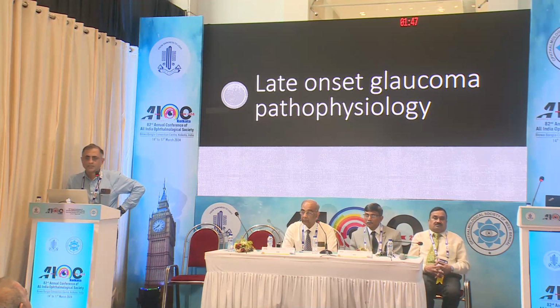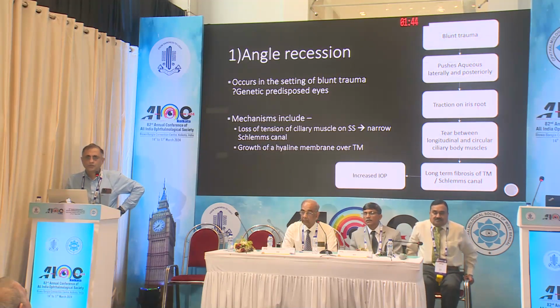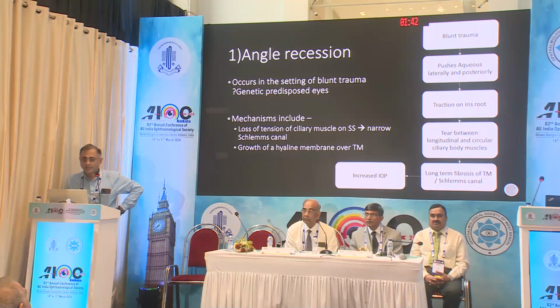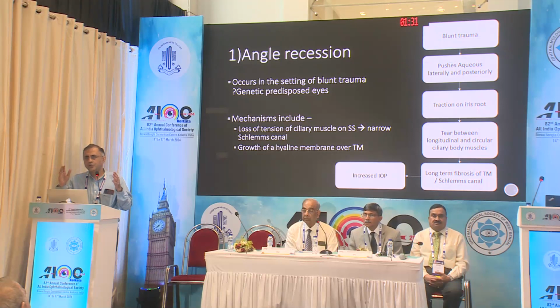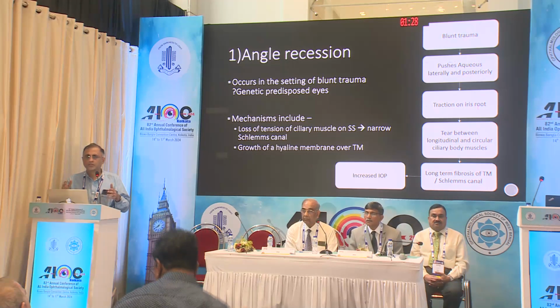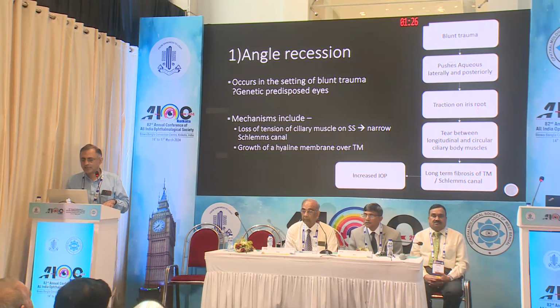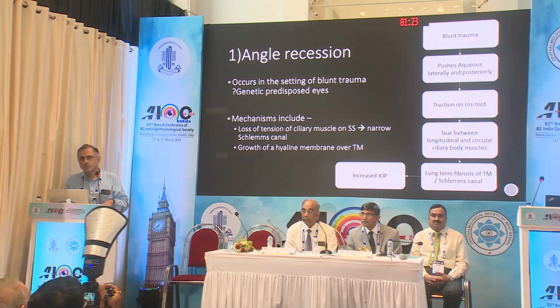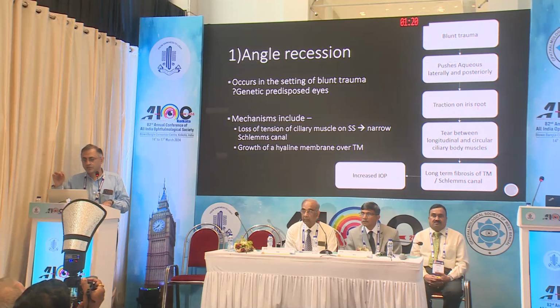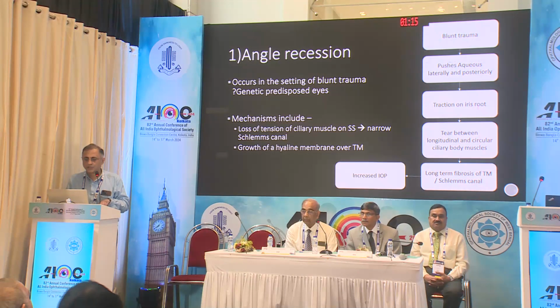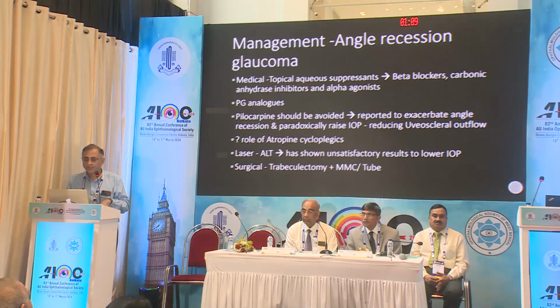Well, what about the late onset glaucoma pathophysiology? The most common is angle recession, but this is generally in patients who are genetically predisposed. How does this occur? When you have a blunt trauma, the aqueous pushes laterally and posteriorly. The lateral push causes a traction on the iris root and causes a tear between the longitudinal and ciliary body muscle. This also causes a collapse of the Schlemm's canal and fibrosis of the trabecular meshwork, causing increased intraocular pressure. The other theory is that there is a growth of hyaline membrane over the trabecular meshwork.